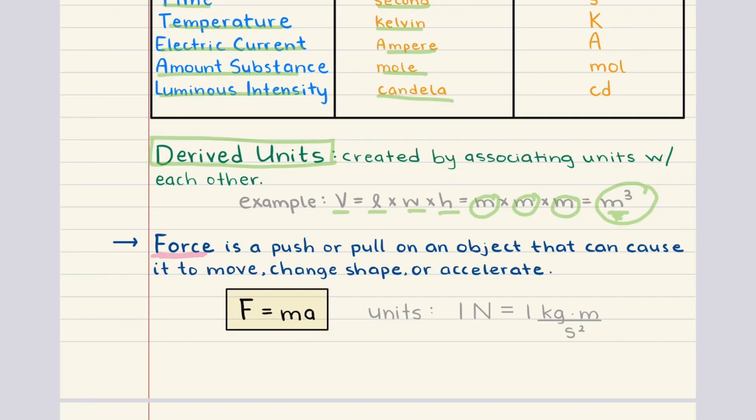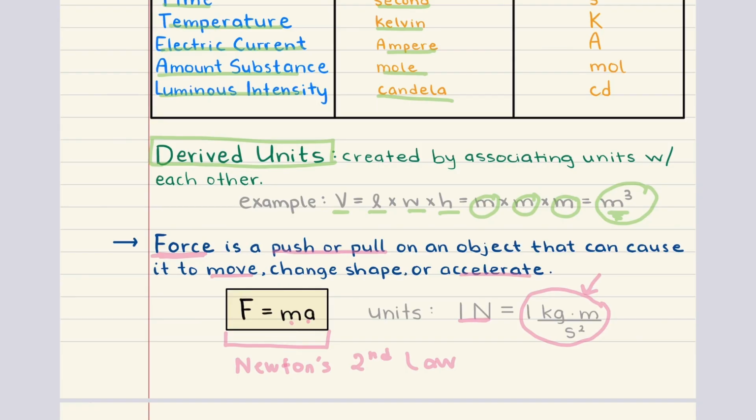Force is defined as a push or pull on an object that can cause it to move or accelerate. In physics, force is formalized through Newton's second law. This tells us that force is equal to mass multiplied by acceleration. In words, if you take the mass of an object in kilograms and you multiply it by the acceleration, which has units of meters per second squared, you're going to obtain the unit of force, which we call the Newton. 1 Newton is equal to 1 kilogram meter per second squared.